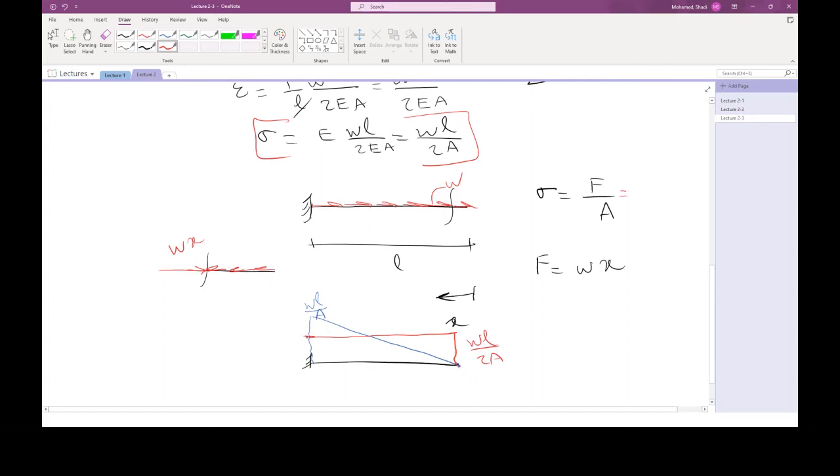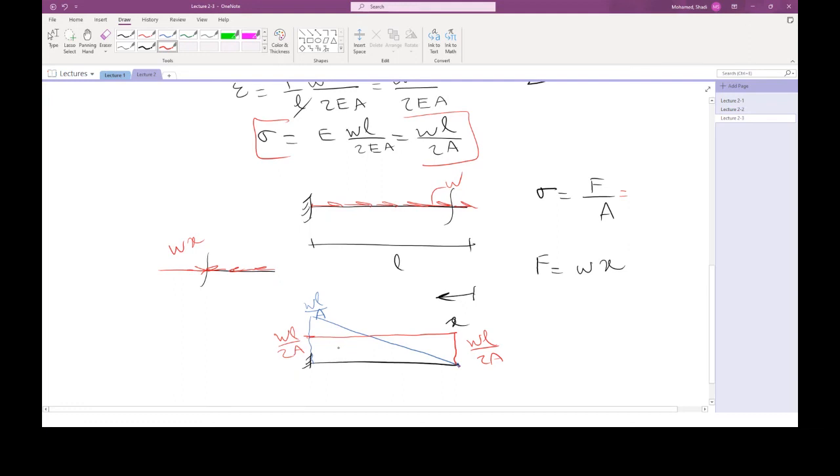by 50%. See, this is WL over 2A, and this is WL over A. So you are missing this maximum stress by 50%, which is an extreme error. This is something you cannot tolerate.